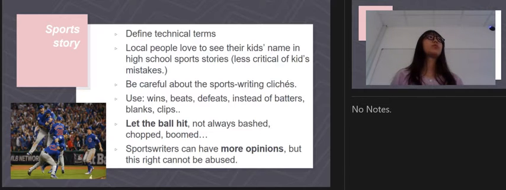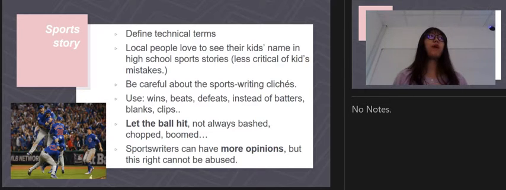So, as a sports story editor, you need to be less critical of the kids' mistakes because they are not professional players. And also, be careful about the sports writing clichés. Use wins, beats, defeats instead of batters, blanks, clips. And also, let the ball hit, not always bashed, chopped, bombed.